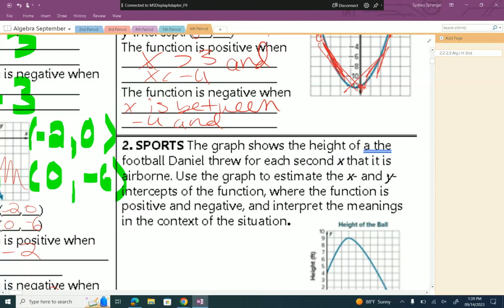Everybody good with that? I feel like it's hard to communicate these ideas without being right on everybody's paper.